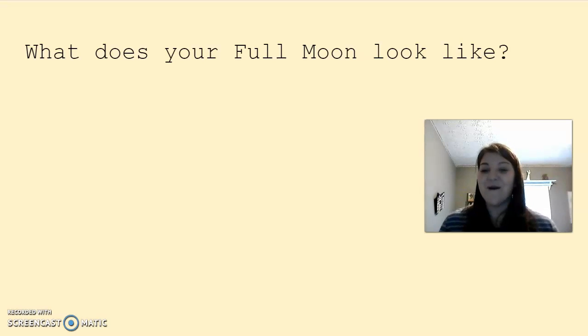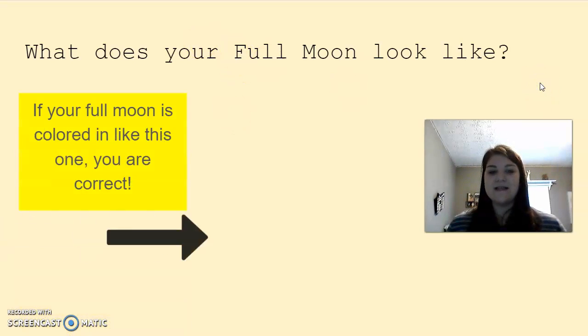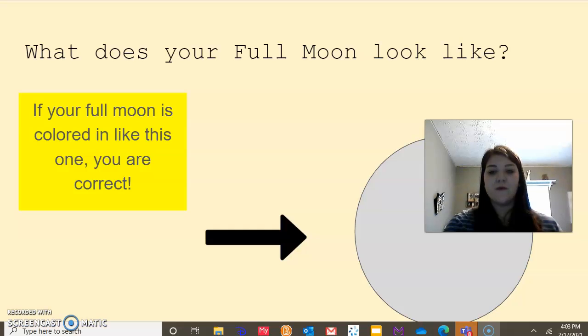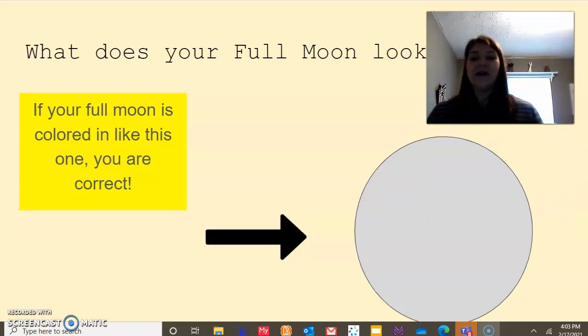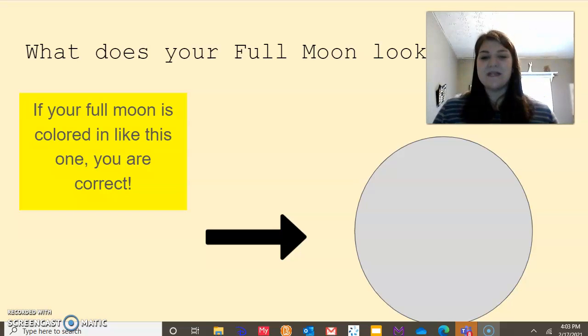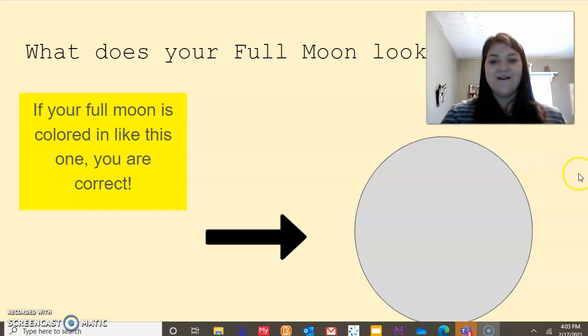All right, welcome back, guys. So we're going to go over number 2. What does your full moon look like on your paper? So if you colored in your full moon like the one below, here, let me move out of the way. If you colored it in like that, you are correct. Remember, we just talked about it. The full moon is going to be when we see the entire moon in the sky. All right, moving on.